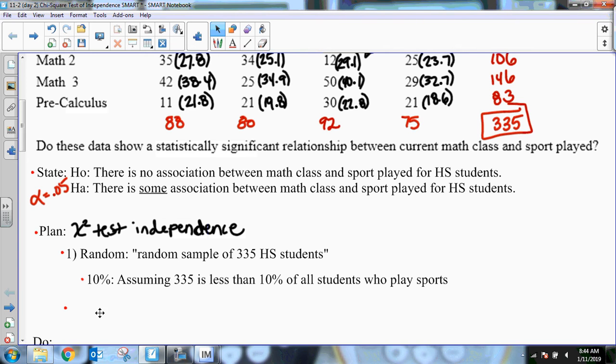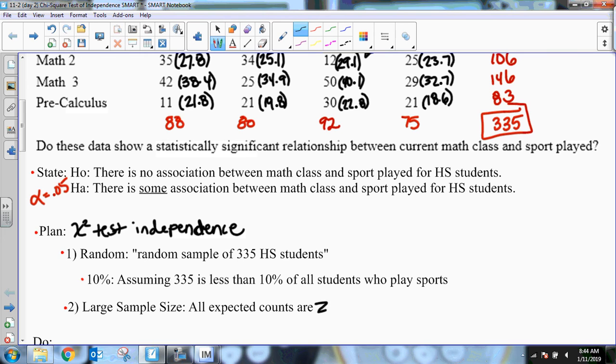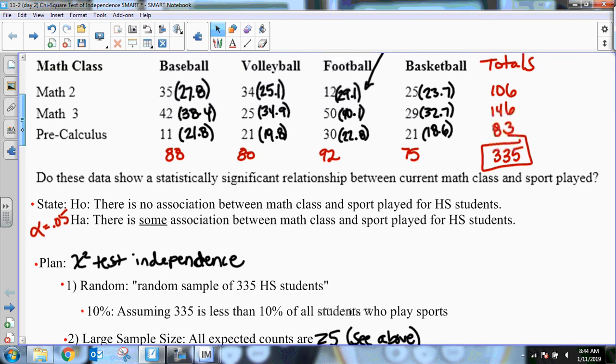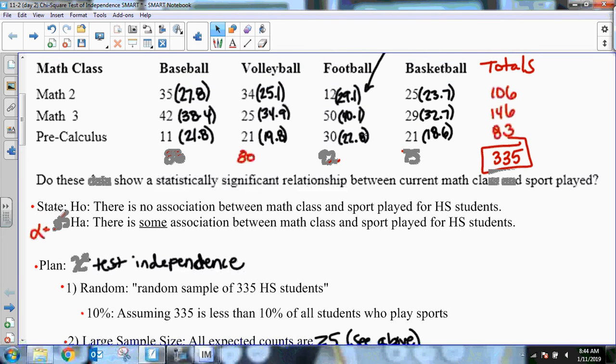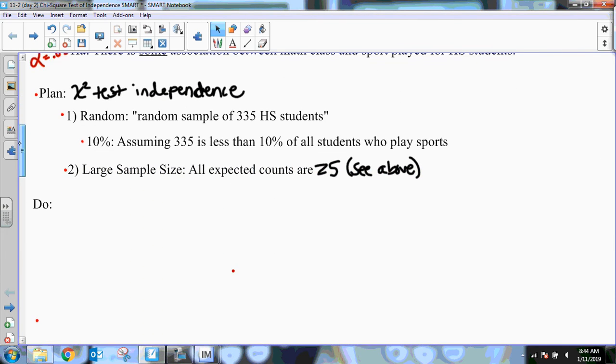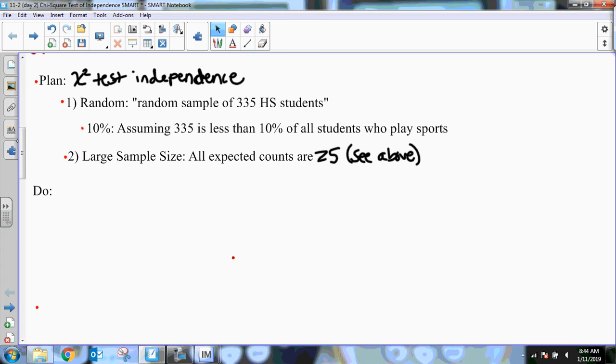And then you should have done the expected counts, the large sample size. All expected counts are greater than or equal to 5, and you could say C above. And as you can see, looking at all the expected counts, every single one of them is greater than 5. I have shown that. I have checked it. We are good to go. Now, again, the nice part is the do step is exactly the same as yesterday. We're going to need a picture, we're going to need the formula, you're going to need to add up the components and find the p-value. So go ahead and pause my video and do that.